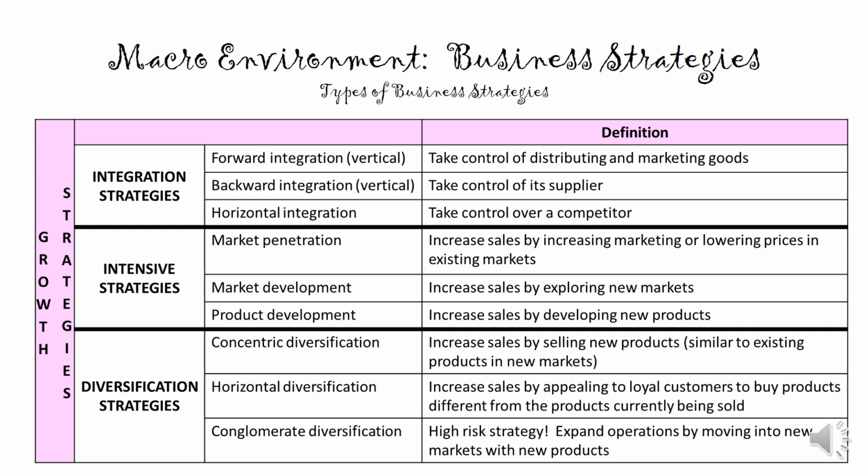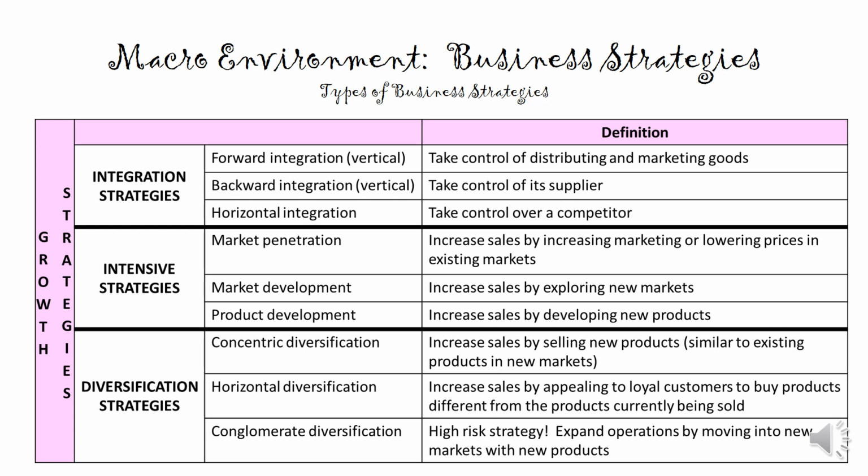Okay, we're going to look at integration strategies, intensive strategies, and diversification strategies. There's 3 different integration strategies. There's forward vertical integration, backward vertical integration, and then horizontal integration. Your forward vertical integration is, for example, when we take control of distributing and marketing the goods. I will explain this later. Backward vertical integration is when we take control of a supplier. Horizontal integration is if we take over a competitor.